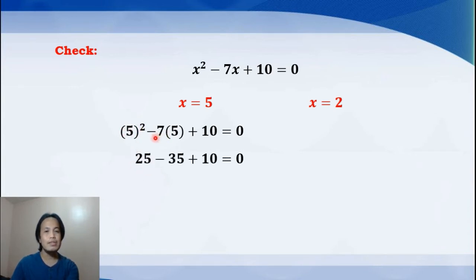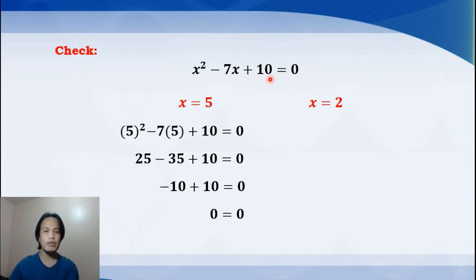Then negative 7 times 5 is negative 35 plus 10 equals 0. Then 25 minus 35 is negative 10 plus 10. Negative 10 plus 10 is 0, which is equal to 0. So the first value is correct because that gives us a balanced equation for this quadratic equation given.